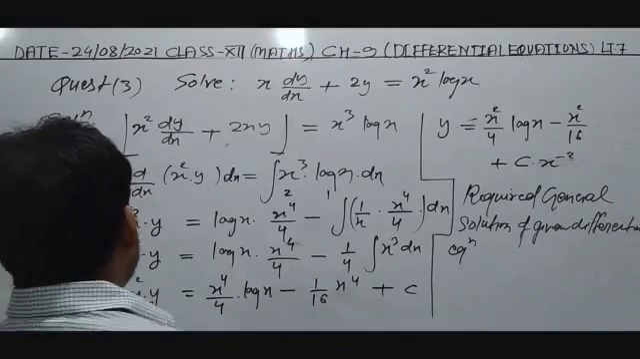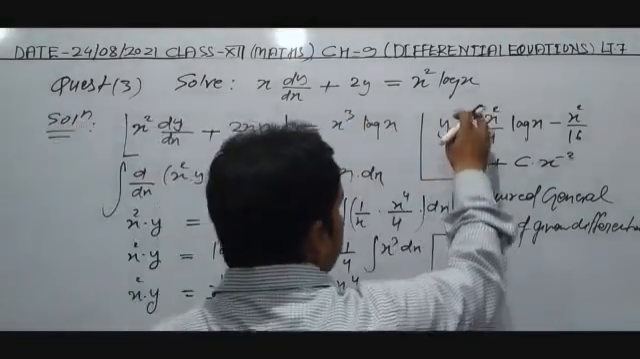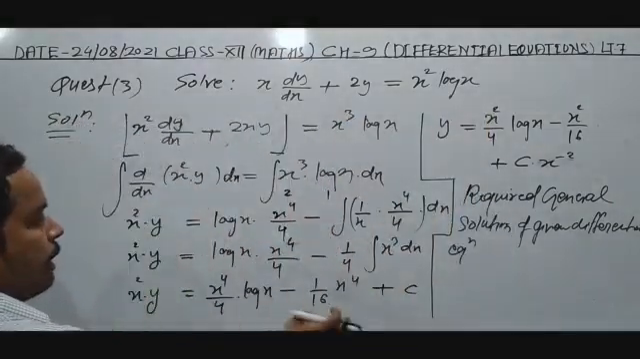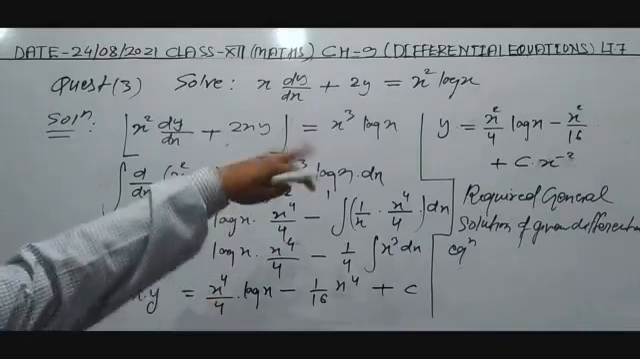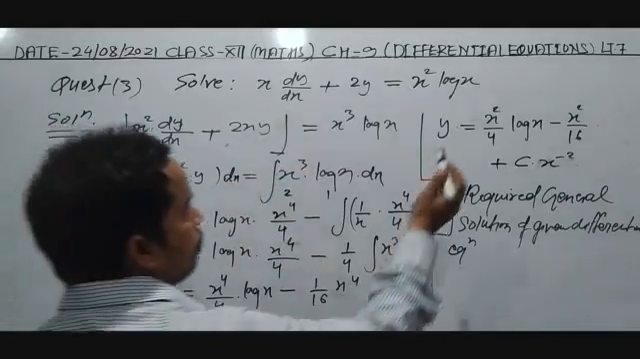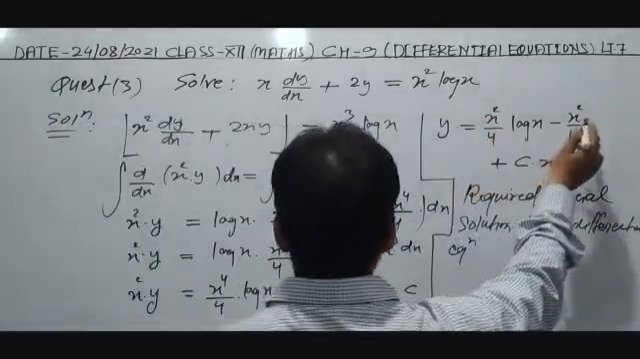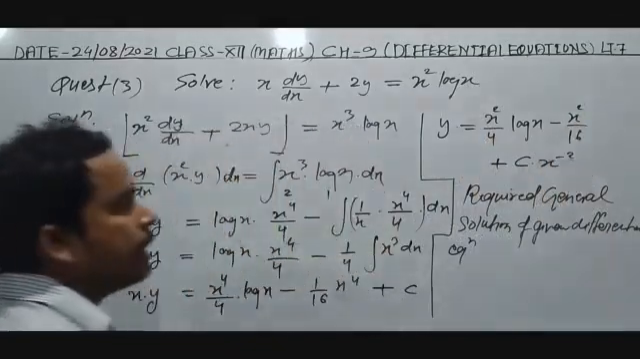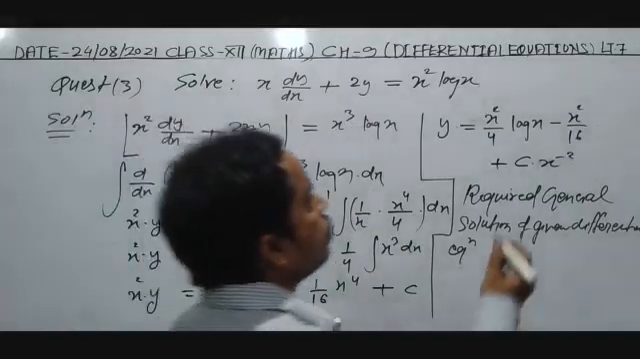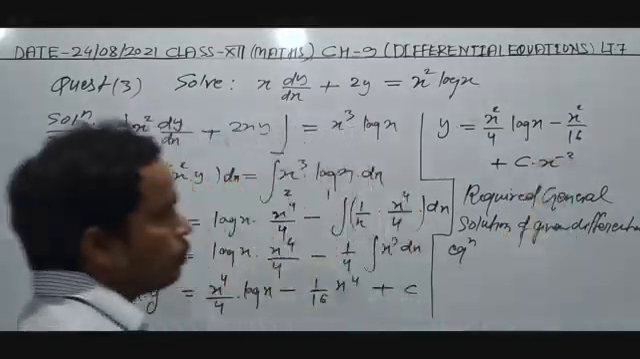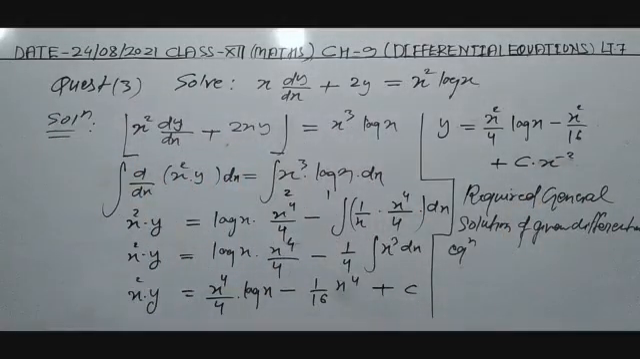Now, in terms of y, you have to divide by x square on both sides. So for y you will get x to the power 4 by x square, so x square will cancel out from the numerator, and the result will be x square by 4 into log of x minus x square by 16 plus c by x square, which we can write as c into x to the power minus 2. So now this is the required general solution of the given differential equation. Now this is completed.